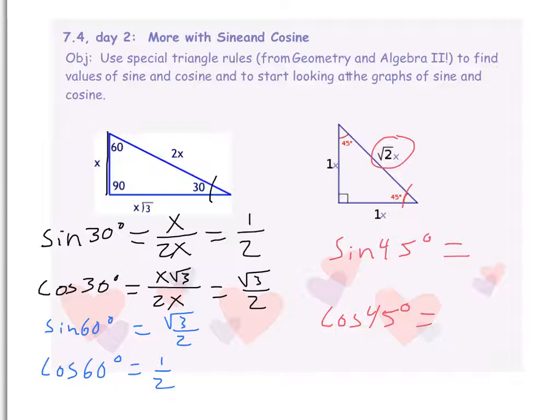Okay. So for sine of 45 degrees, we would have x over square root 2 times x. The x's cancel, and we get 1 over square root 2. Go ahead and rationalize that, and we get square root 2 over 2. And as I previously mentioned, cosine comes out to be exactly the same.